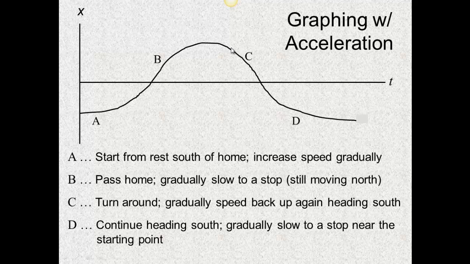At C, you're turning around and you're gradually speeding back up again, and you're going to go back through your rest position. Then part D, you're going to continue going south, but you're slowing down and you're going to get to a point where you're probably going to stop.